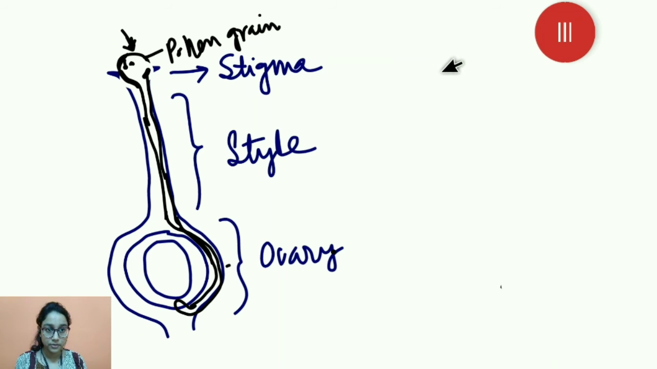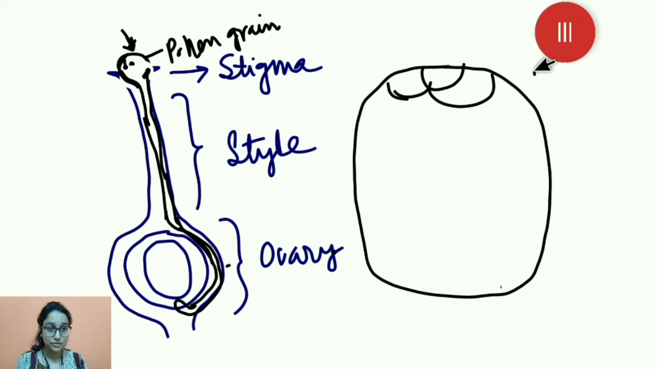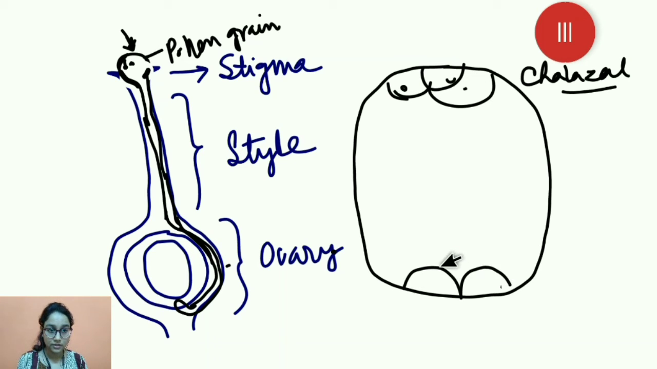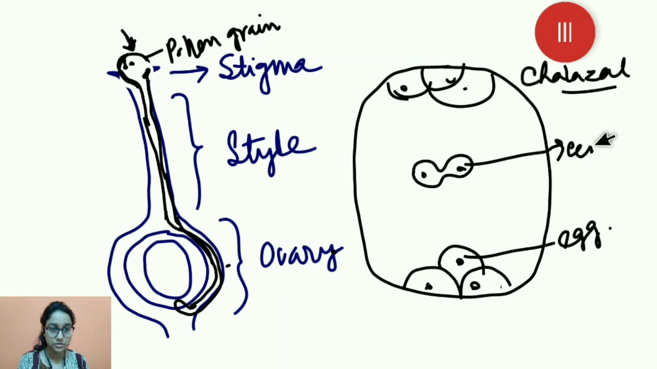Let us draw the proper structure of an embryo sac again. Here are three cells towards the chalazal end, known as antipodal cells. Towards the micropylar end, there are also three cells: one is known as the egg cell and the other two are known as synergids. In the central portion, there is a cell known as the central cell.